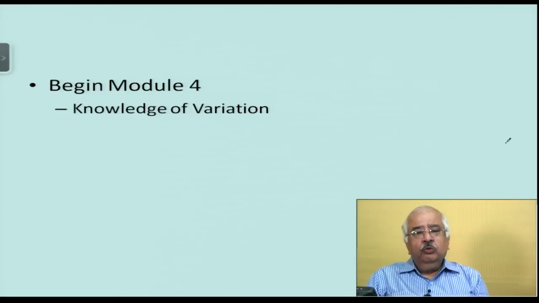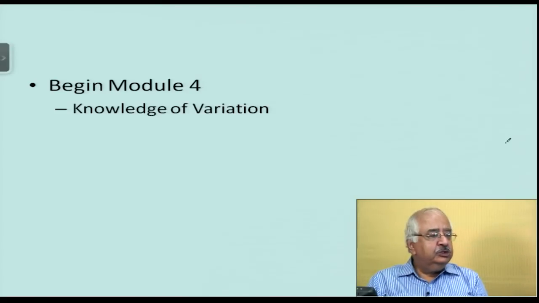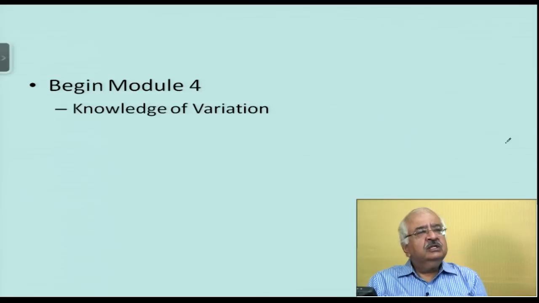In module 4, we are going to be talking about the knowledge of variation from Deming's system of profound knowledge. This is one of the very interesting parts of Deming's system of profound knowledge. The reason for some of the things that are very interesting in the knowledge of variation is because a number of the things that Deming talks about go totally against what we find happening in day-to-day life.